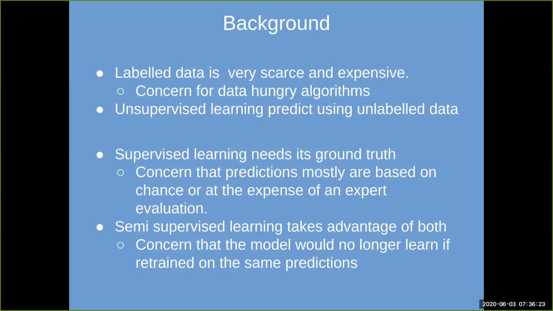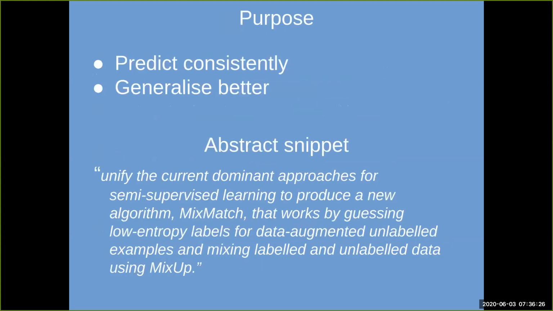And according to the authors of the paper, MixMatch claims to have developed a technique to label the unlabeled data with much better accuracy than the present day semi-supervised techniques. As per the abstract of the paper, MixMatch unifies the current dominant approaches used in semi-supervised learning to produce a new algorithm that works by guessing low entropy labels for data-augmented unlabeled examples and mixing labeled and unlabeled data using mixup.